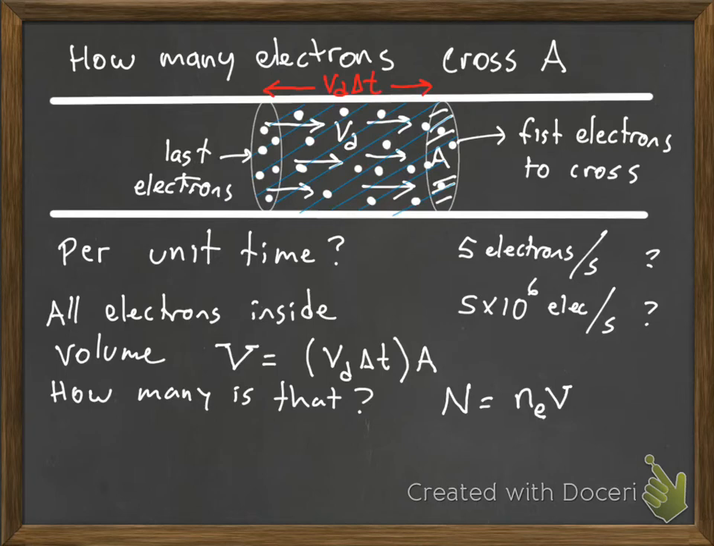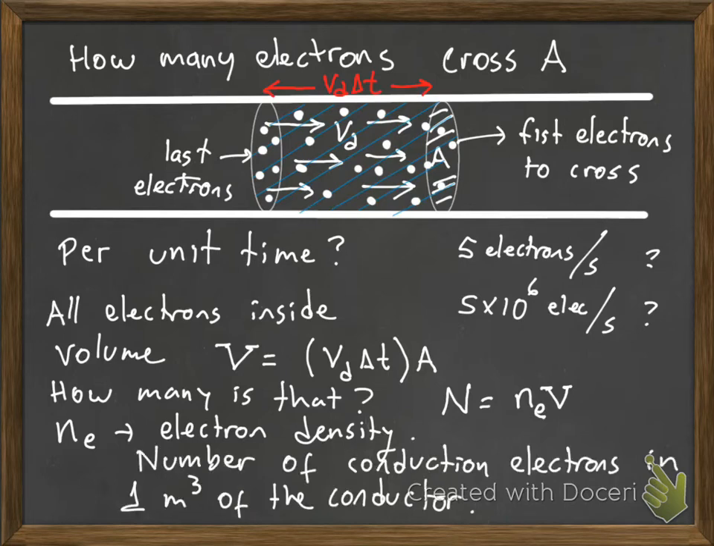It is a fairly constant number, as I said, and it depends on the material that the wire is made of. So different materials will have different electron densities. Usually the conducting material has one conduction electron per atom. So that means that the electron density can be obtained from the density of the material. It is the number of conduction electrons per cubic meter of the conductor.